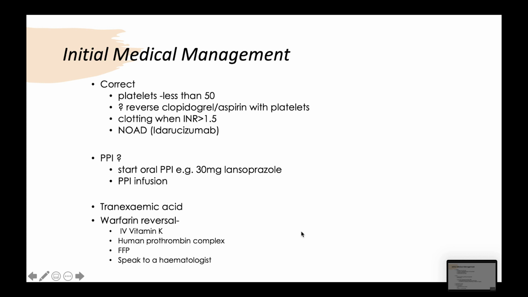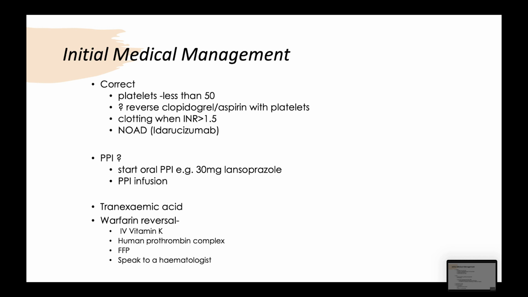So yes, of course, if the blood comes back and it shows that the patient has less than 50 platelets, as well as INR of more than 1.5, then you would want to try and reverse the cause, or stop any antiplatelet drugs or anticoagulant drugs such as clopidogrel or aspirin. As well as that, you want to start the patient on a PPI, ideally 30 milligrams of lansoprazole. You can also consider PPI infusion, but always get some sort of senior opinion on that.